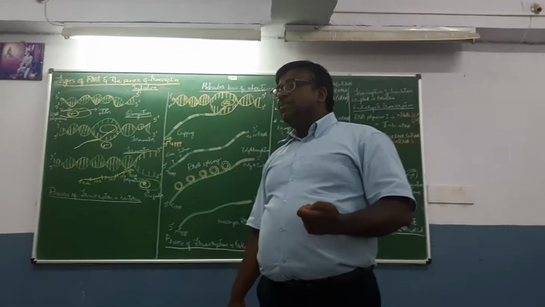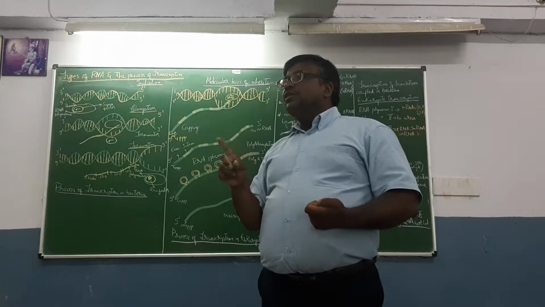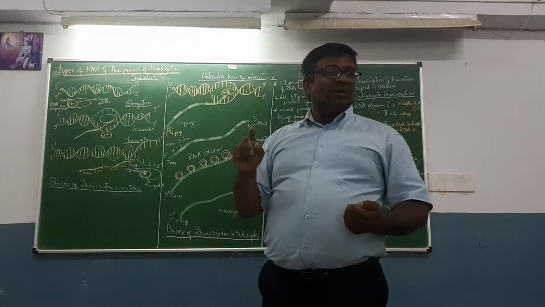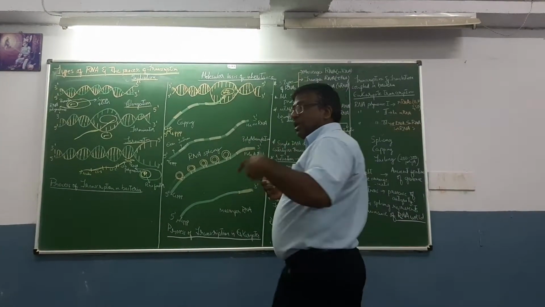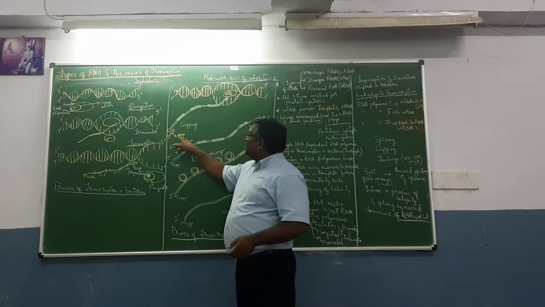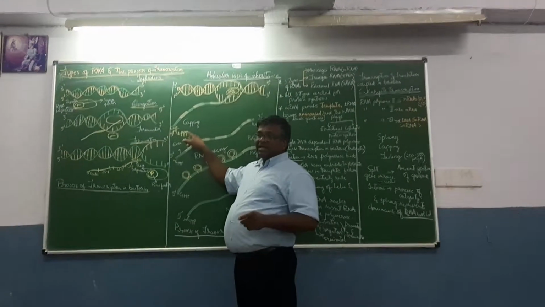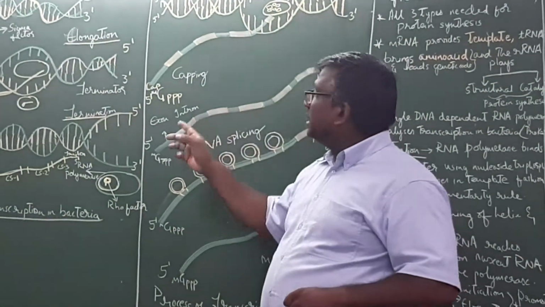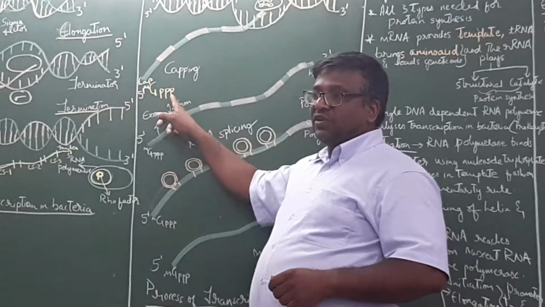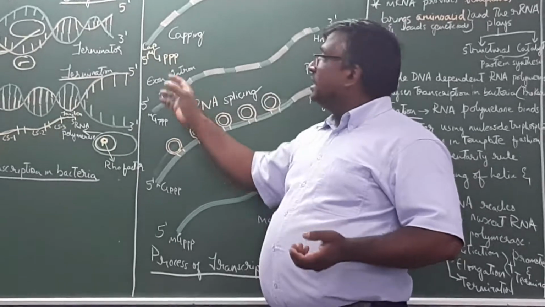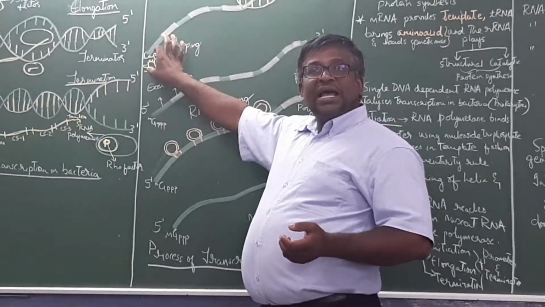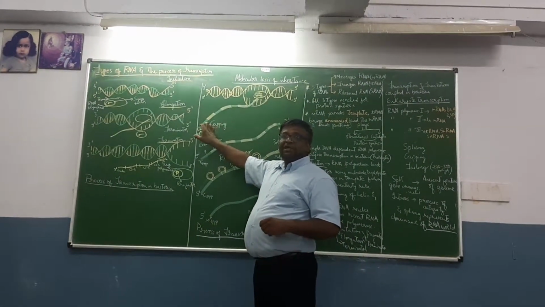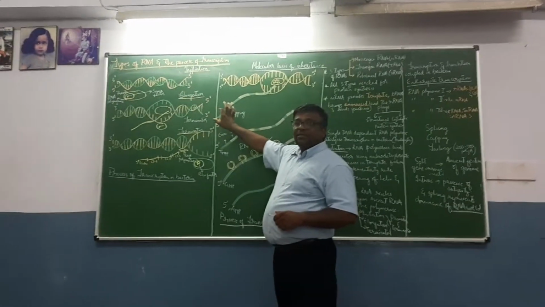What is the G cap made up of? Methyl guanosine triphosphate, GTP. Not adenine, but guanosine triphosphate. Separated from it, it is nothing but methyl guanosine triphosphate. The cap is nothing but a methyl group with guanosine triphosphate. So in capping, there is a formation of the G cap.